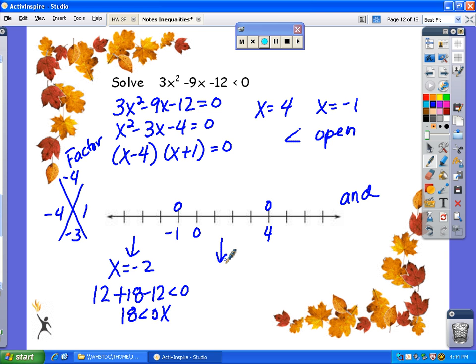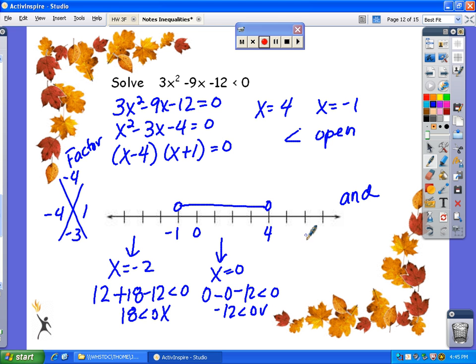All right, let's do it in the middle region. I'm going to use 0. It's easy to use. So 0 minus 0 minus 12 is less than 0. Is -12 less than 0? That's true. So I'm going to shade in that region. Or I'm going to graph in that region.